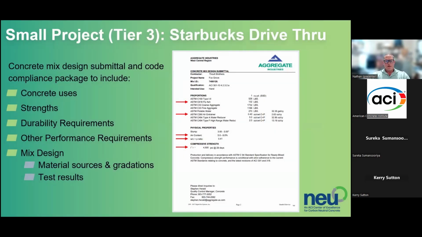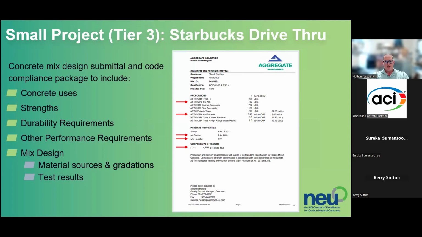So we're going to get our mix design here. I found one. This is from Aggregate Industries in the Denver area. We're going to see that it has 20% fly ash. It has an air entrainment admixture, has an air content 5 to 8%, has a water cement ratio of 0.41, and it's 4,500 PSI compressive strength at 28 days. That satisfies all of those needs that we had for the durability requirements.